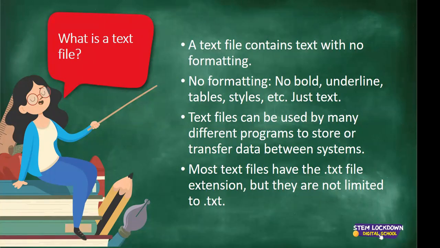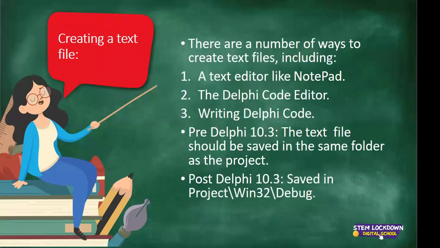Now that we know what a text file is, there are a number of ways to create these text files. One way is to simply open a text editor. In Windows, the default text editor is Notepad, but there are many different text editors out there. So you can simply open Notepad, type your text and save that as a .txt file. The second way is to use the Delphi code editor, and that's what we're going to do in our example today, or your RAD Studio. And the third way is by creating a text file purely using code.